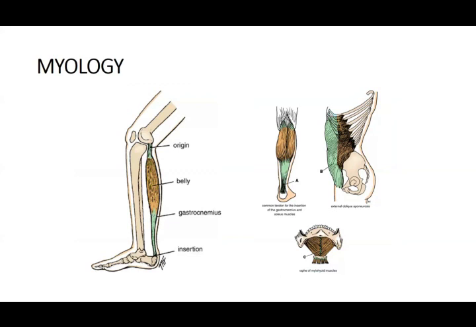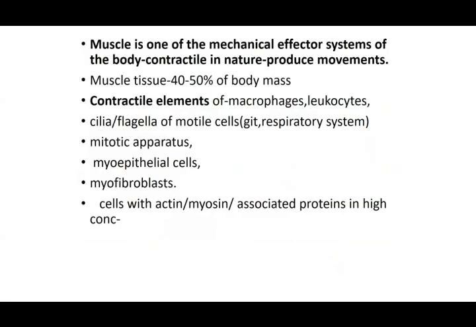Then we go on to myology, the study of muscles. It is one of the mechanical effector systems of the body, contractile in nature, which produces movement. We have different types of structures which are contractile: macrophages and leukocytes can move, and cilia and flagella, which are modifications on the surface. The mitotic apparatus also moves, when meiosis and mitosis occur.